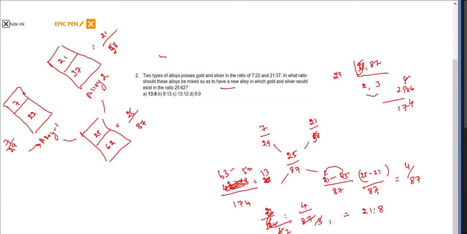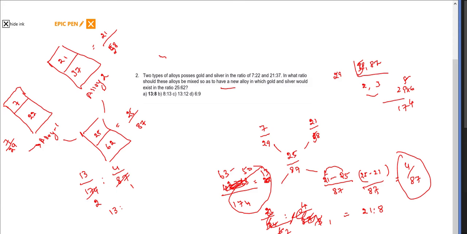So this is the final ratio that I'm getting. See, in the left hand side this is 13 by 174, and on the right hand side I'm getting 4 by 87. This is the final ratio, 13 by 174 is to 4 by 87. Okay, 87, we can further simplify this. 87 2s are 174, and this 2 is going to go that side, so this is 13 is to 8. Okay, this is our final answer.